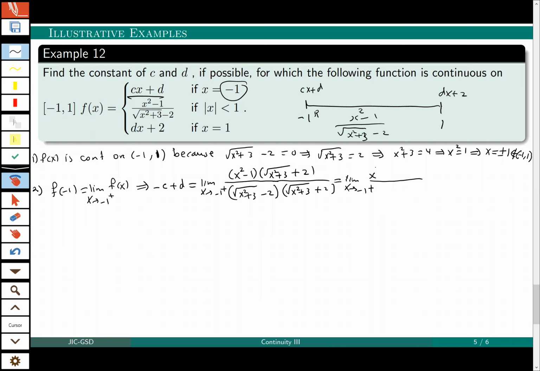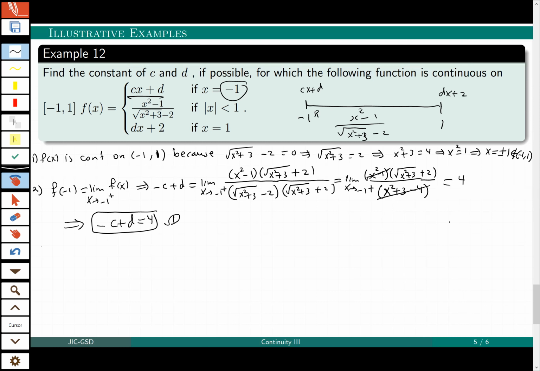This is x squared minus 1 over square root of x squared plus 3 plus 2. And that will be x squared plus 3 minus 4. And what's that one? X squared plus 3 minus 4, it's minus 1. So that will cancel out, and you will get this is equal to 4. So we concluded minus c plus d must equal 4. That's the first equation.